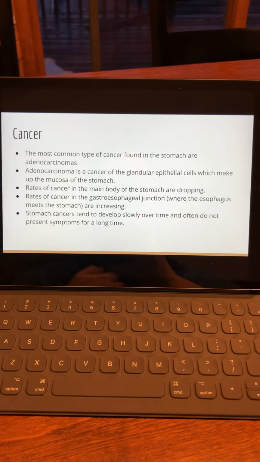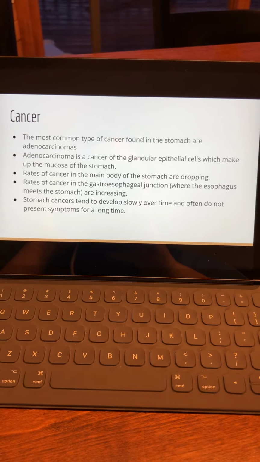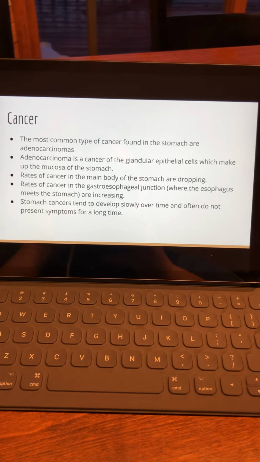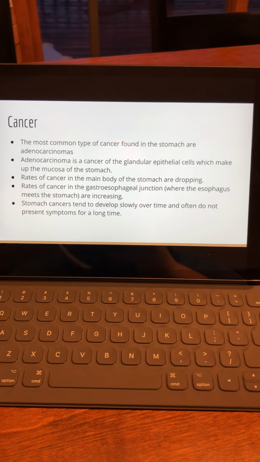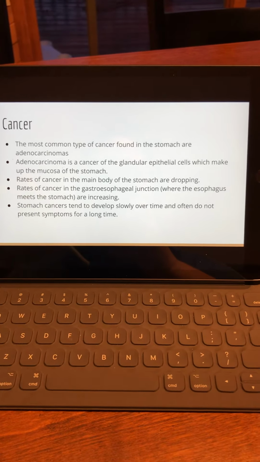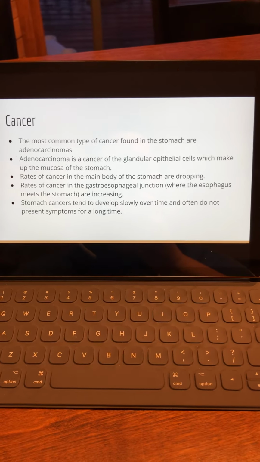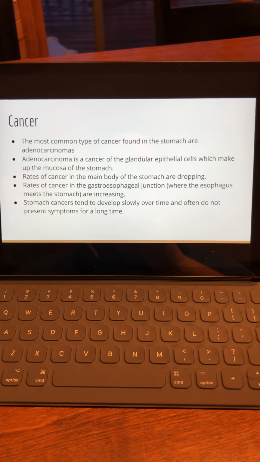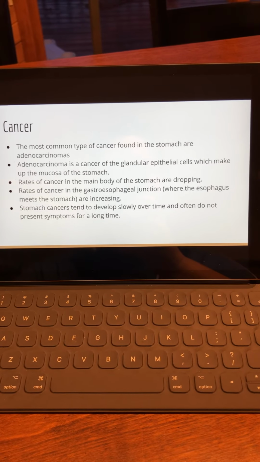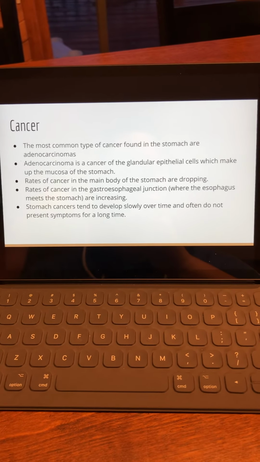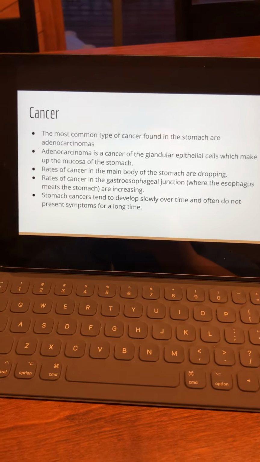And then for cancer, the most common type of cancer found in the stomach is adenocarcinoma. We all know that adenocarcinomas are cancers of the glandular epithelial cells, and those cells make up the mucosa of the stomach. Some recent findings have found that rates of cancer in the main body of the stomach are dropping, but they are rising in the gastroesophageal junction, where the esophagus and the stomach meet. So those rates are increasing. And then stomach cancers tend to develop slowly over time and often don't present symptoms for a long time.